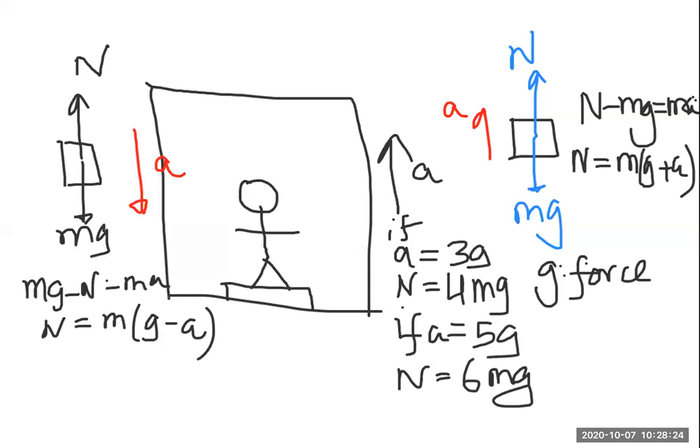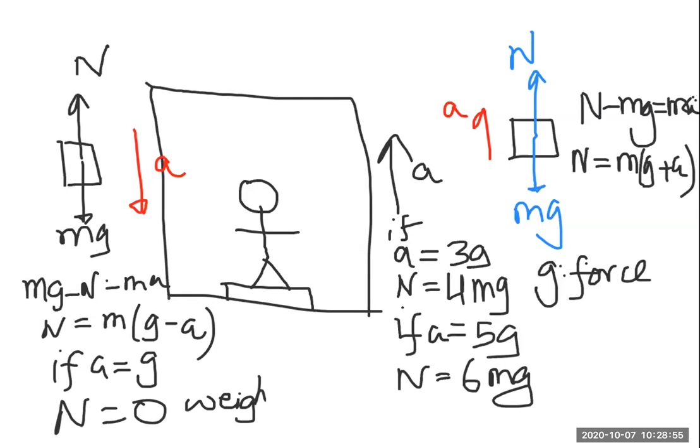So in a roller coaster or in a lift, first let's deal with the lift. If the acceleration of the lift is g by 2 downwards, the normal reaction will become mg by 2 and your weight will reduce to half. You will actually feel very light. And if a is equal to g, then N is equal to 0, and this situation is called weightlessness. You will feel absolutely no weight.